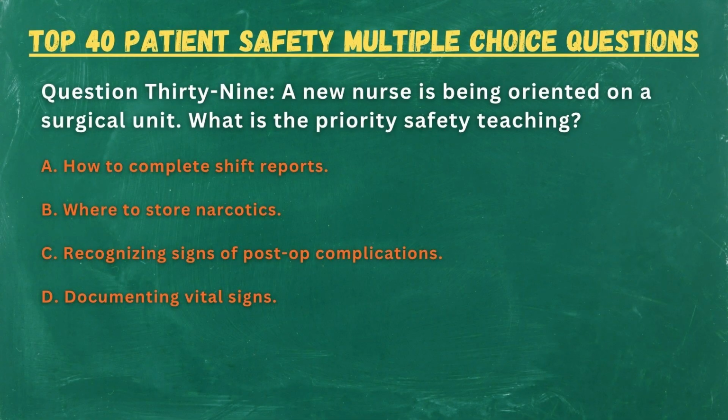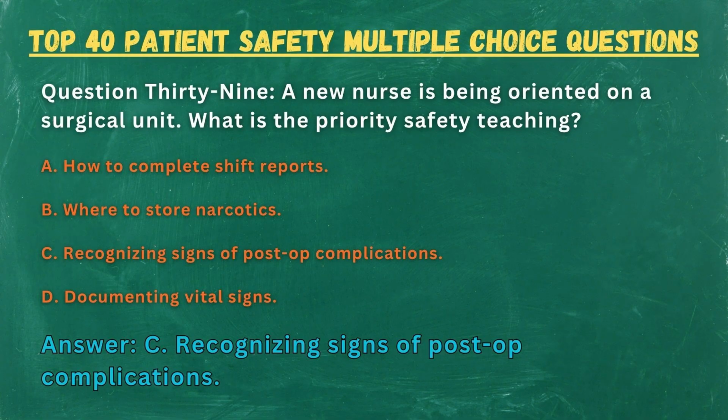Question 39. A new nurse is being oriented on a surgical unit. What is the priority safety teaching? A. How to complete shift reports. B. Where to store narcotics. C. Recognizing signs of post-op complications. D. Documenting vital signs. Answer: C. Recognizing signs of post-op complications.